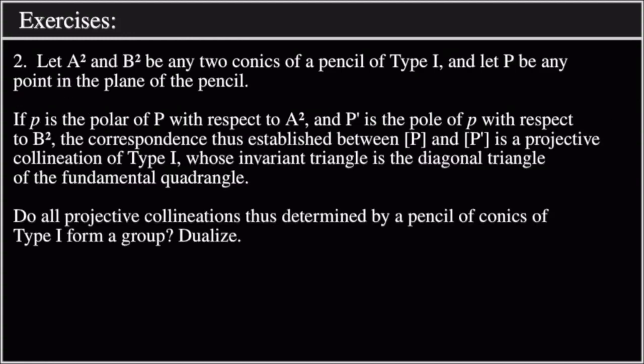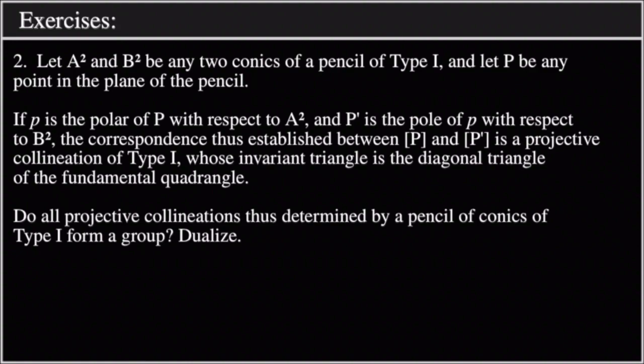2. Let a squared and b squared be any two conics of the pencil of type 1, and let p be any point in the plane of the pencil. If p is the polar of P with respect to a squared and P prime is the pole of p with respect to b squared, the correspondence thus established between the pencil p and the pencil P prime is the projective collineation of type 2, whose invariant triangle is the diagonal triangle of the fundamental quadrangle. Do all projective collineations, thus determined by a pencil of conics of type 1, form a group?